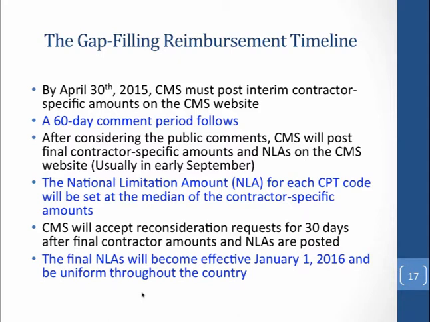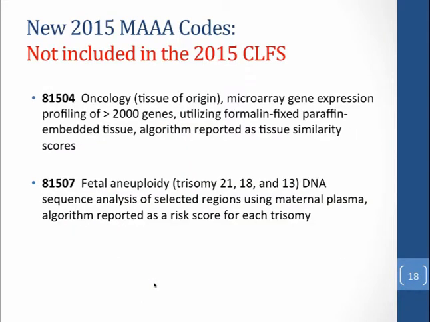Even after that is set, there will be another period of 30 days where people can ask for reconsiderations, but the final numbers will become effective next January, and they will be uniform for everybody. There will be no variation by state or locality once these amounts are set.